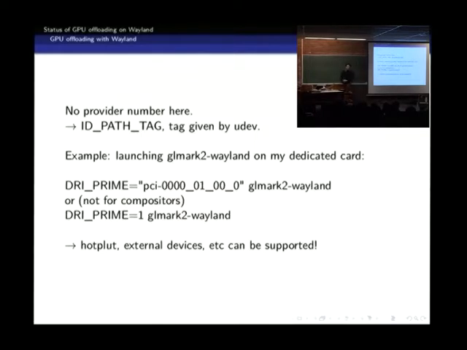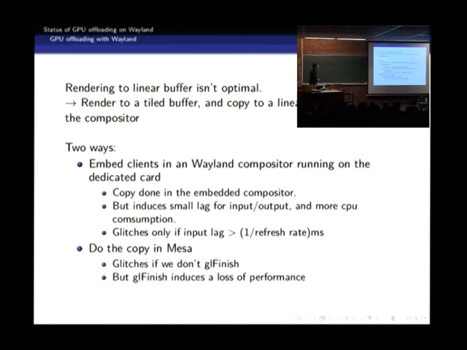OK, so hot plug can be supported because there is no server-side code to detect there is a new device and do something with it. So that's cool. But as we said, we are going to share a linear buffer with the compositor when we don't use the same card as the compositor. So it isn't optimal to render to this buffer. We said that we want to render to a tiled buffer and do a copy to a linear buffer. So how can we do that? There are two ways. The first way is to say, well, compositing is light. We can do compositing to a linear buffer.